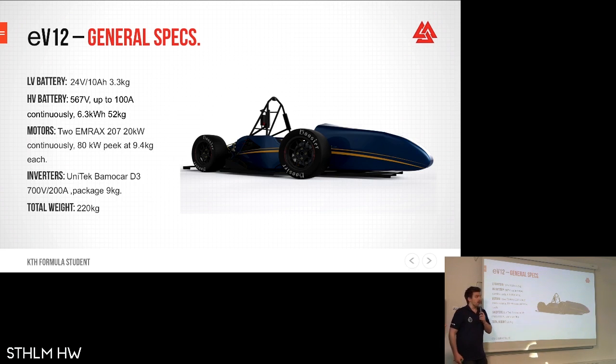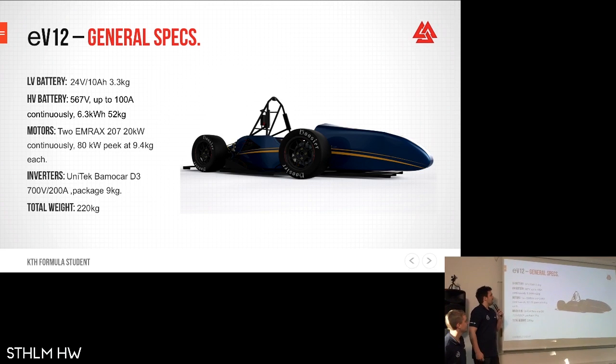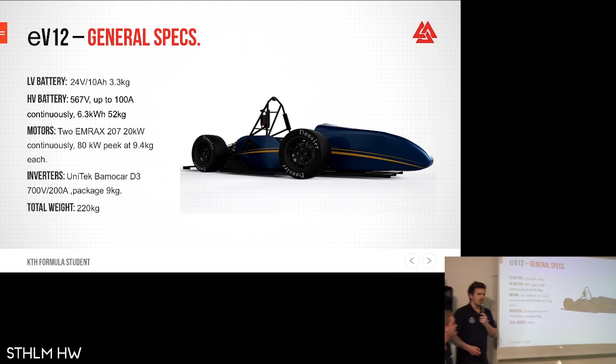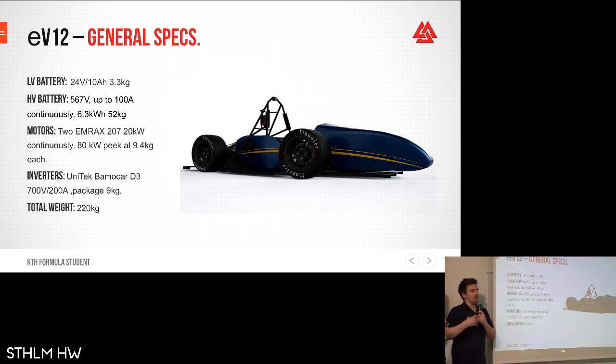So for this year, we have moved up and we have designed a system where the low voltage runs on 24 volts, and a high voltage battery to run the motors is 567 volts, with 100 amps. Sorry, I said peak, but it's continuous driving at 100 amps, which is important because we need power in the long run, not just short bursts for the longer drives.